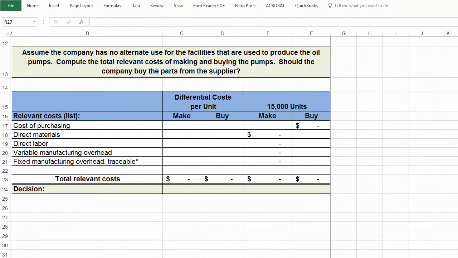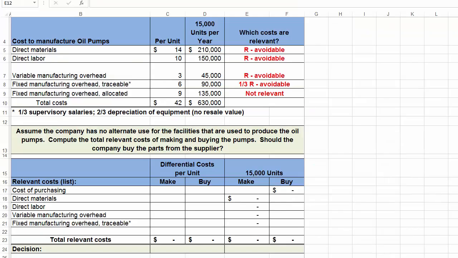Let's change up the facts for a minute. Assume the company has no alternative use for the facilities that are used to produce the oil pumps. Compute the total relevant cost of making and buying the pumps, and should the company buy the parts from the supplier. First, let's identify the differential cost per unit of making the part versus buying the part, and I'll expand the screen so we can see what those costs are.